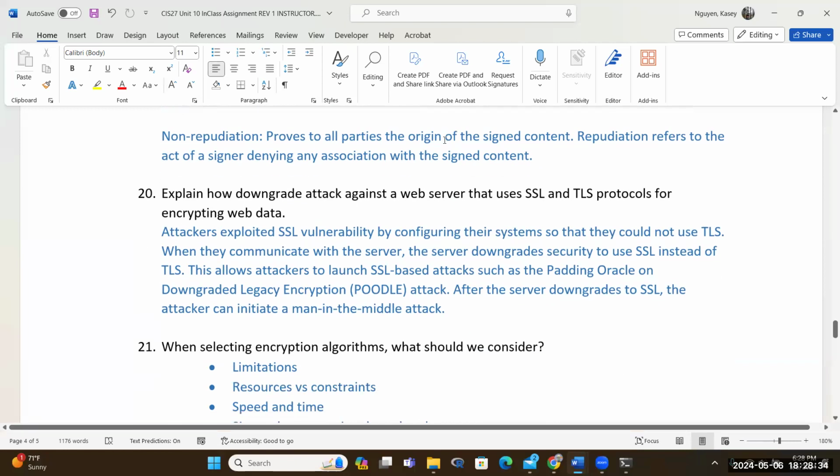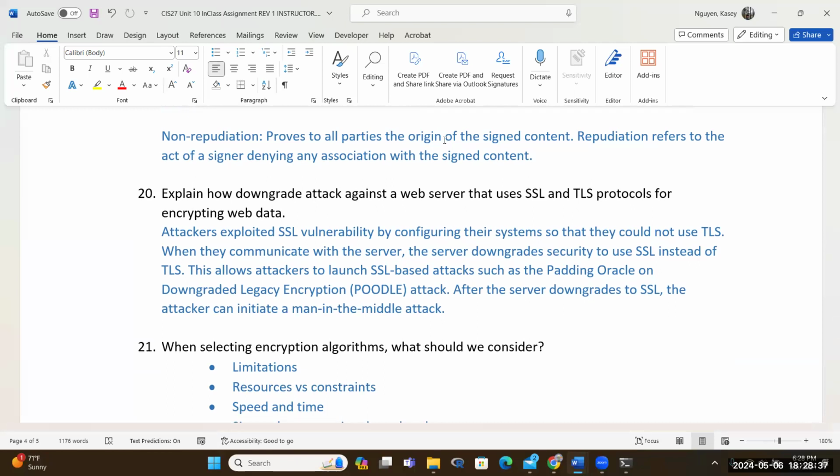Any question regarding downgrade attack for web servers?